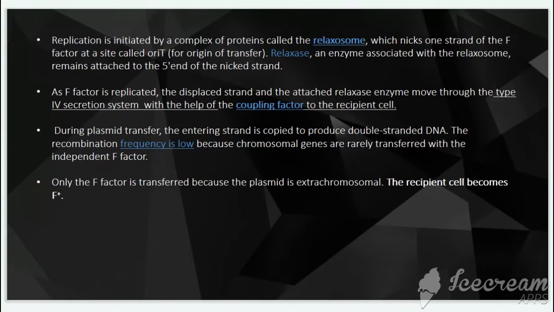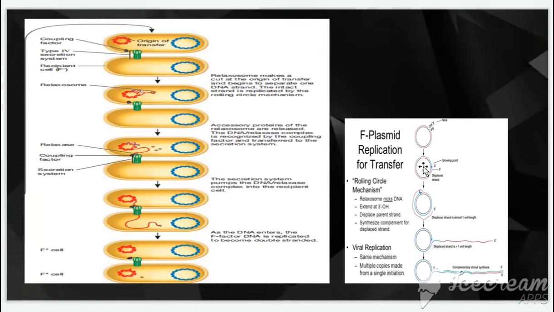Now when I read the slide, you will get it. The rolling circle mechanism is initiated by the complex of proteins called the relaxosome, which nicks one of the strands of the F factor at a site called oriT, or origin of transfer, as we saw here, right? This is the oriT, or origin of transfer site, and the relaxosome nicks one strand of DNA. Now what is going to happen further?